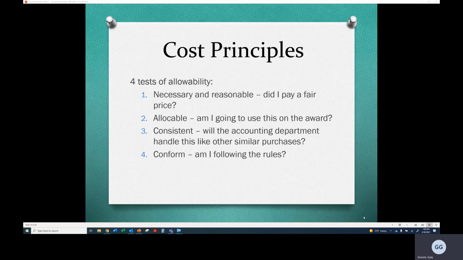Is the cost allocable? Does the good or service being purchased advance the work of the grant? Is the cost consistent? Will this cost be handled in the same manner as similar costs within the organization? And does the cost conform? Will the purchase follow the rules and regulations for this federal award? A yes to each of these questions should provide a high level of assurance that a particular cost is allowable.